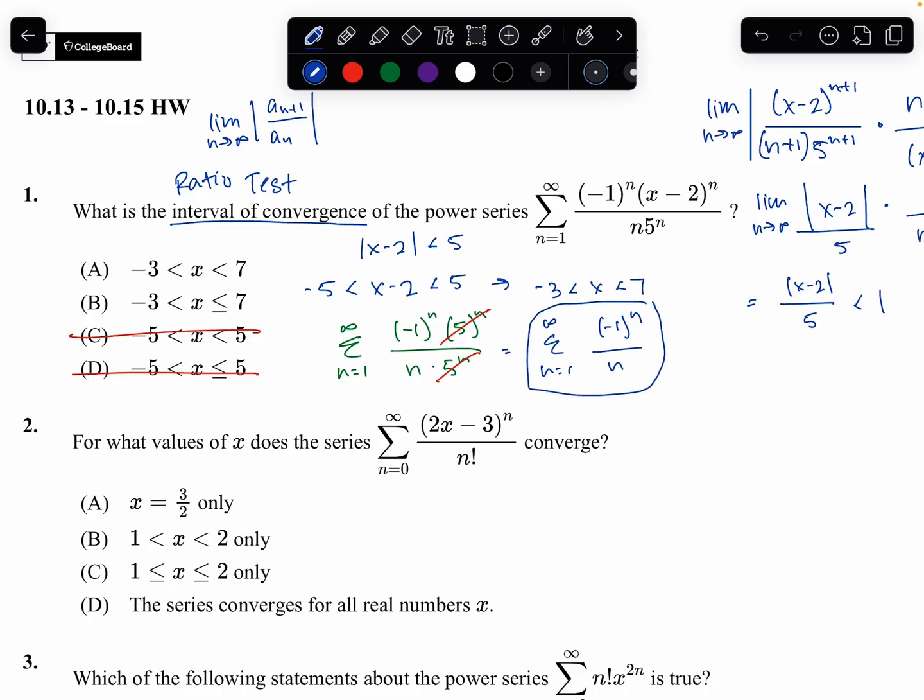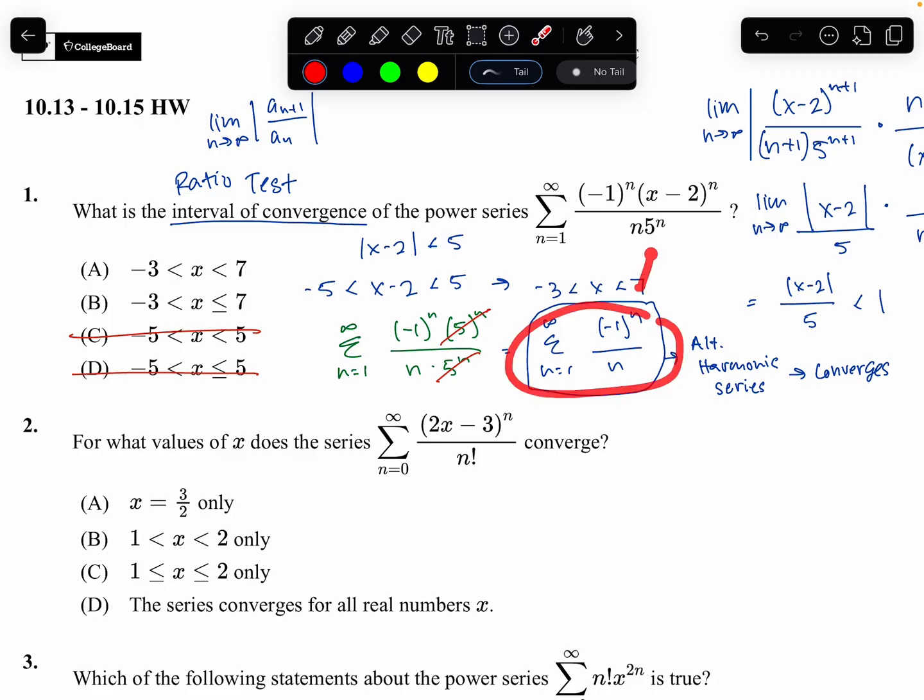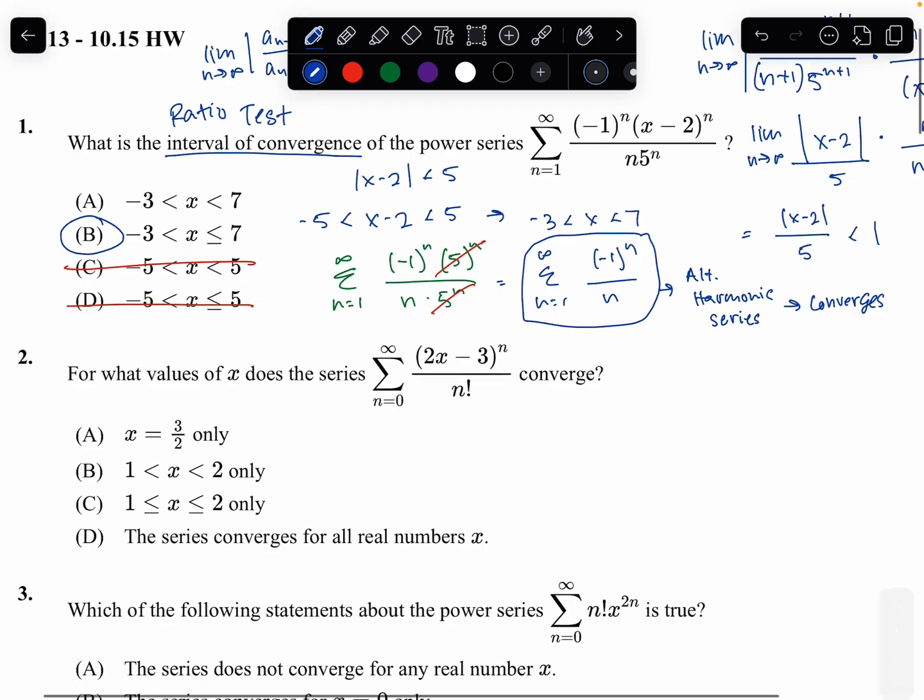You should have a knowledge of what this series is. This is the alternating harmonic series. And we know from class that the harmonic series diverges, but the alternating harmonic series converges. Because this series converges, and this is the series that resulted from plugging in 7, it makes sense that the series converges at 7, so I'm going to include that. So that's going to be B.